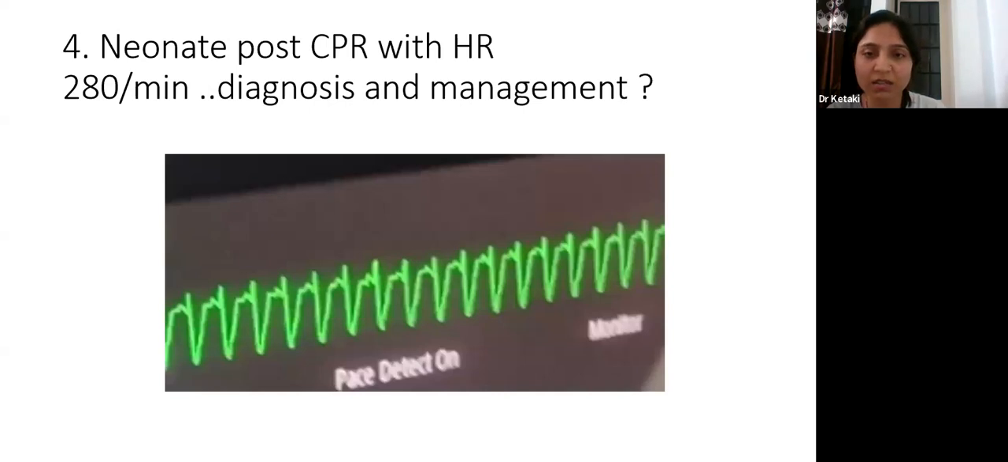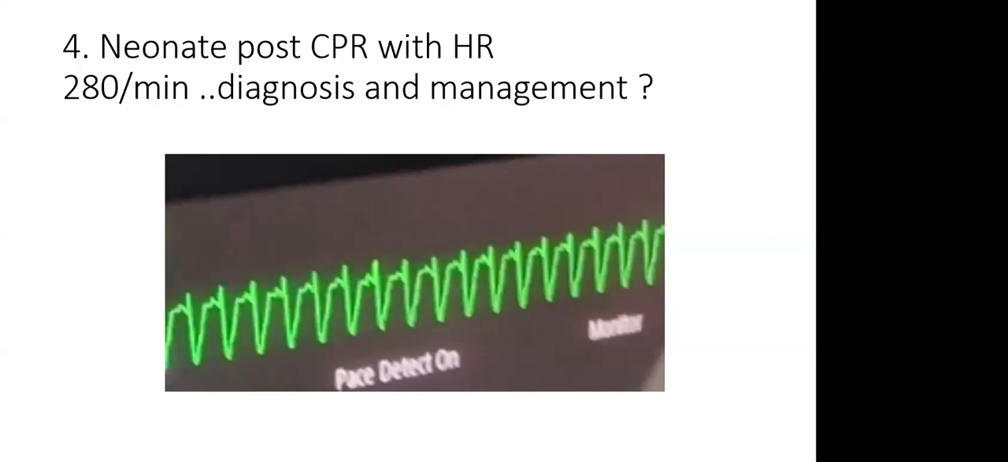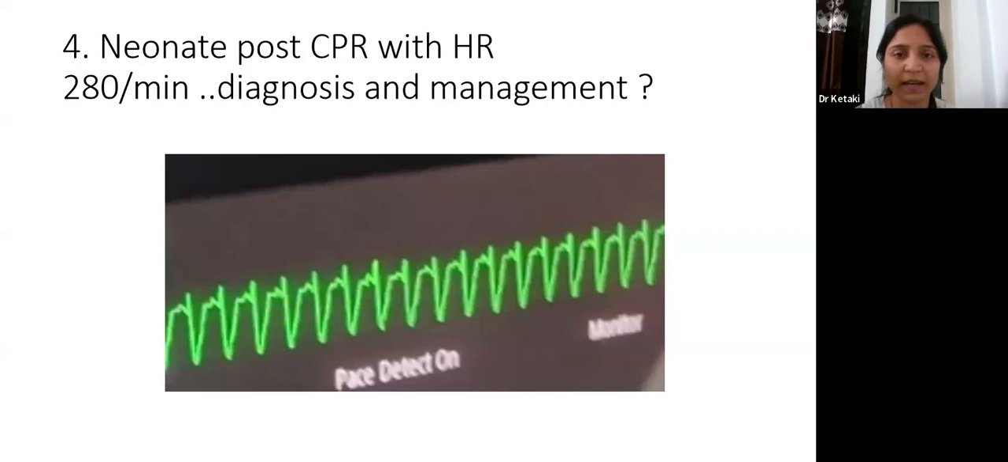Again, this was the case we saw last week: this neonate, we have given CPR. After that, he was stabilized, but his heart rate went to 280 and the ECG was this. So what does this ECG tell you and how will you manage it? SVT, some have written ventricular tachycardia as well. And management with adenosine. Adenosine is for SVT.